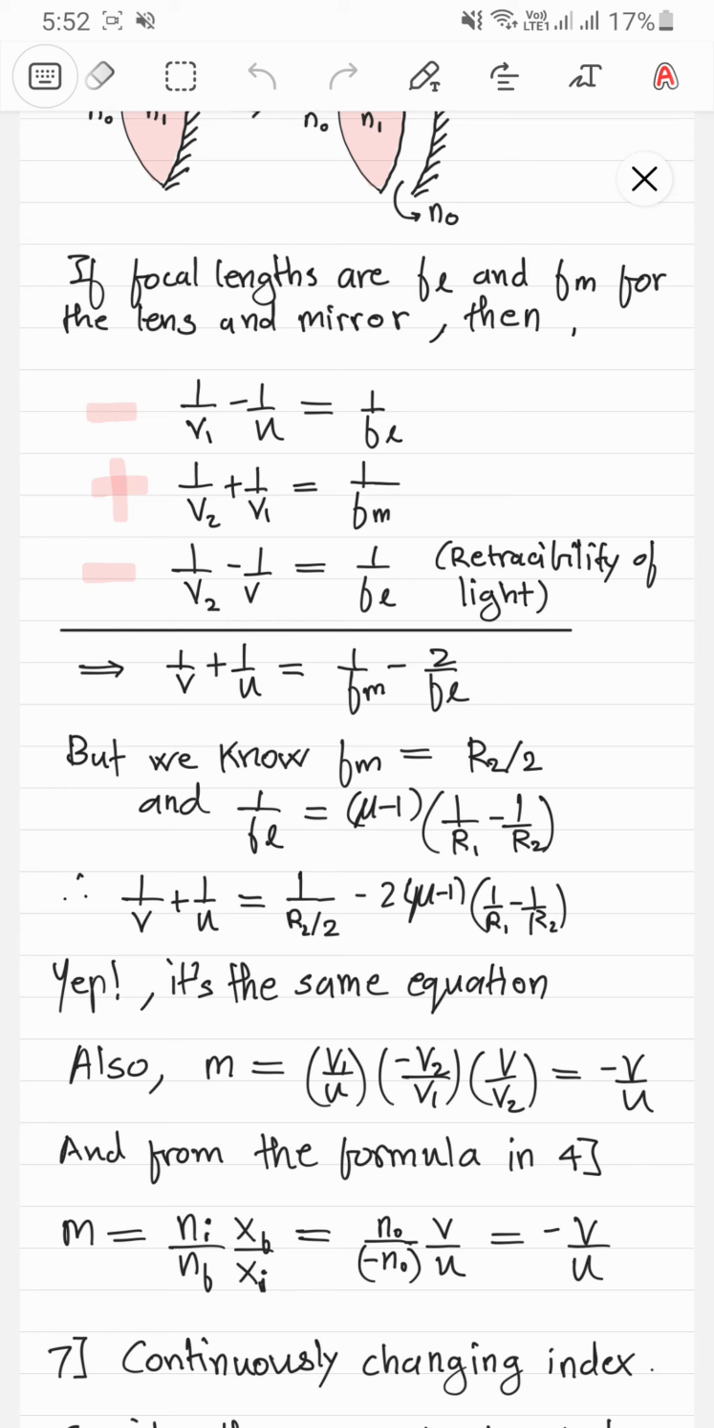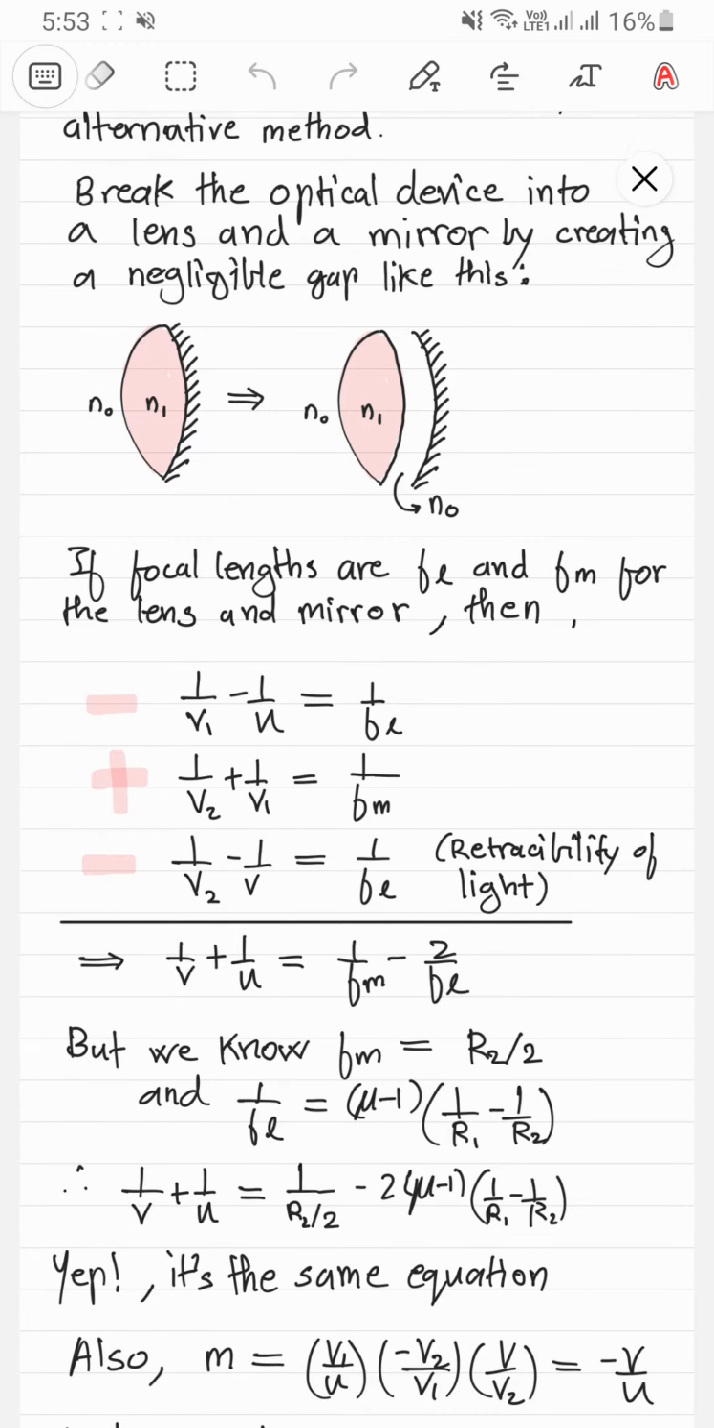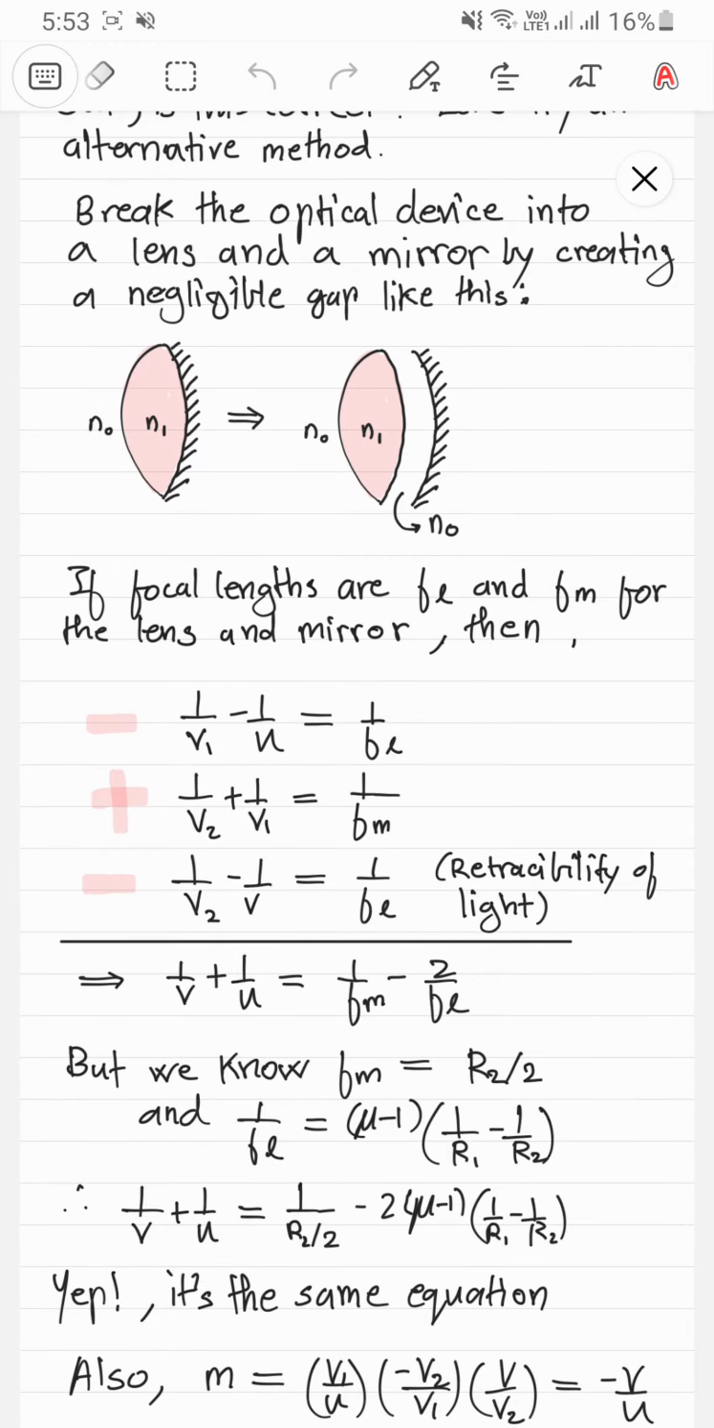Oh yeah, this formula. So this is basically a lens which has one of its sides silvered, and for this kind of device, you have this equation: 1 upon v plus 1 upon u is equal to 1 upon fm, where fm is the focal length of the mirror, minus 2 upon fl, where fl is the focal length of the lens, right? This is the usual way of doing it, right?